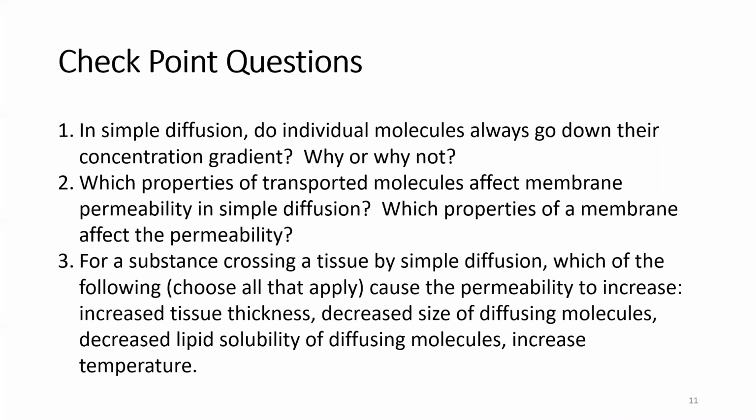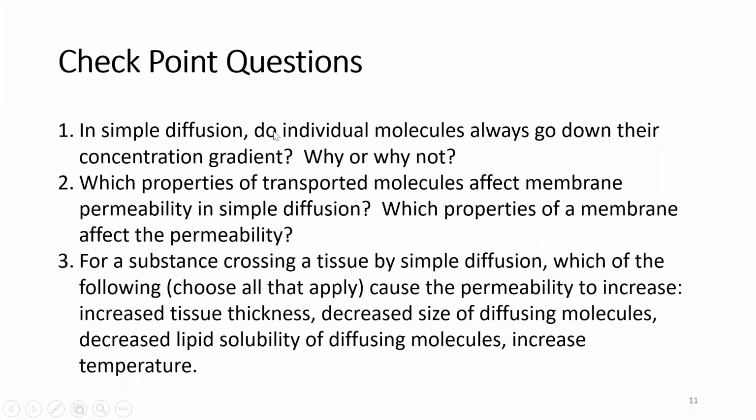Okay, so question 1, in simple diffusion, do individual molecules always go down their concentration gradient? Why or why not? Now the answer here was no. In simple diffusion, we have a net flux according to the concentration gradient. But if we look at the actual individual molecules themselves, because of the thermal motion that they're exhibiting, we do not see that they always move in one direction. They will move one way or the other, but the net flux is what we talk about when we talk about the movement down the concentration gradient.